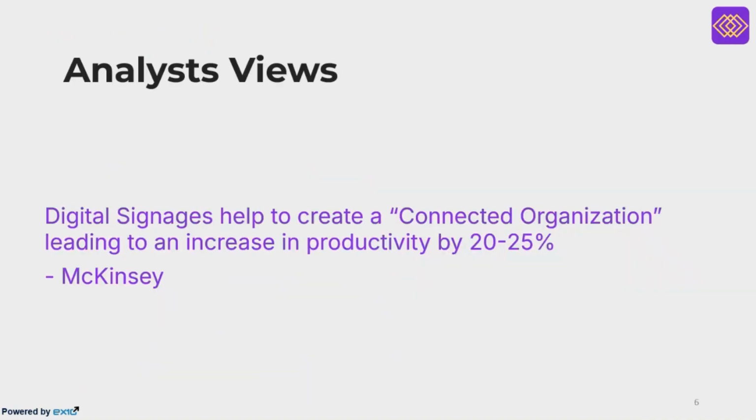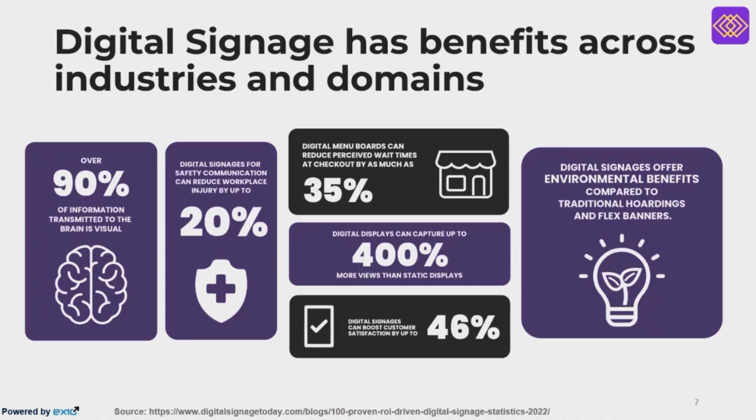Now, there are some analyst views that are very important to keep in mind. For example, McKinsey says that digital signage helps to create a connected organization, where everybody feels part of one ecosystem, leading to an increase in productivity by 20 to 25%. That's a big statement. And why do they say that? Because as per various research, digital signage has a huge amount of benefits. The first one is a very important statement: 90% of the information transmitted to the brain is visual. So if you make it visual, you make a better impact.